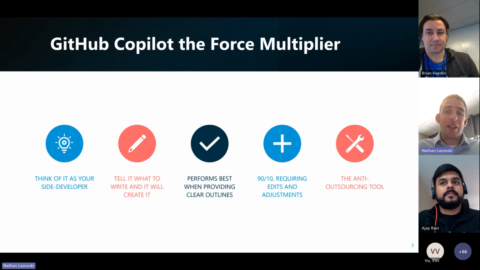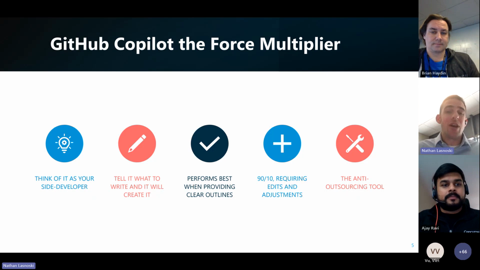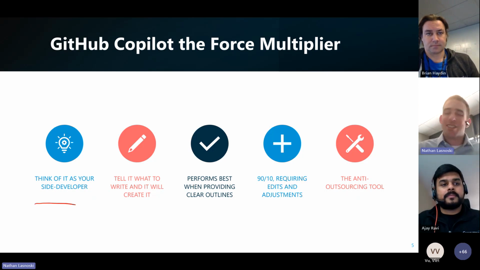Right now, Copilot has tasks it can do well, has tasks it can't quite do yet. And we're still kind of discovering what are all those tasks it can do well, what are all the tasks it can't do. But it's going to keep aging and maturing to a point where it can be like the anti-outsourcing tool. So right now, it's kind of like a side developer in a really basic sense. It can do certain things. Tell it what you want to write and have it create it. And then that's your first draft.